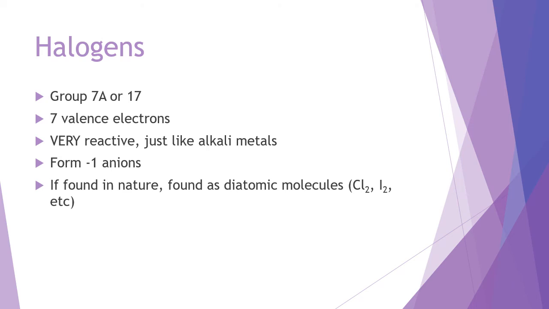Also, if you manage to find a halogen in nature, you'll find they occur in a diatomic form, which means that a chlorine atom will bond to a fellow chlorine atom. By doing so, this helps to stabilize them. However, do not be fooled, they are still very reactive.